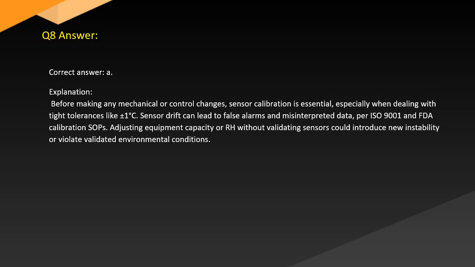Answer. Correct answer: A. Explanation. Before making any mechanical or control changes, sensor calibration is essential, especially when dealing with tight tolerances like plus or minus 1 degree. Sensor drift can lead to false alarms and misinterpreted data. Per ISO 9001 and FDA calibration SOPs, adjusting equipment capacity or RH without validating sensors could introduce new instability or violate validated environment conditions.